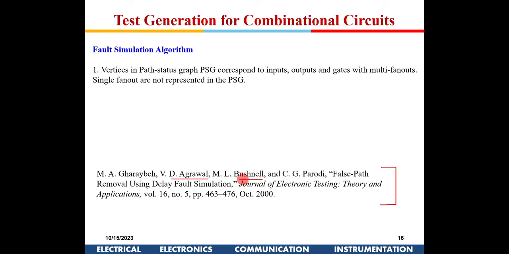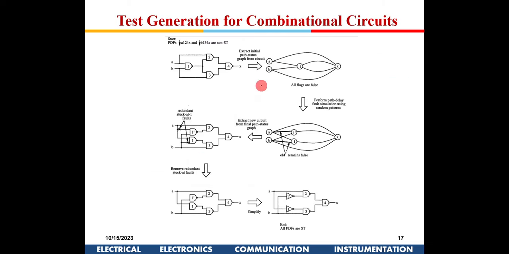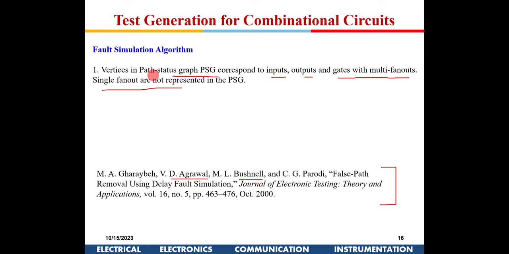In this paper they have made something known as PSG. It is a path status graph in which all the inputs and outputs of the circuit are shown. Gates with multiple fan outs are shown, and gates with single fan out are not represented. This has a single fan out, this is single fan out, this is single fan out, so you remove all these gates. This particular gate has two fan outs, so only this will be shown here. This is known as the PSG. PSG stands for path status graph.